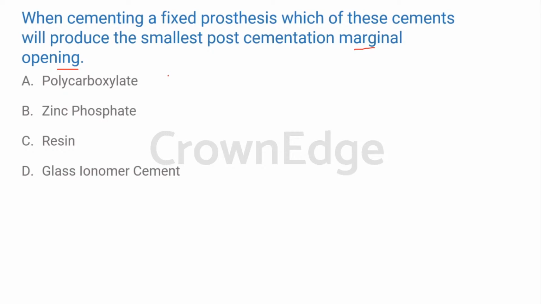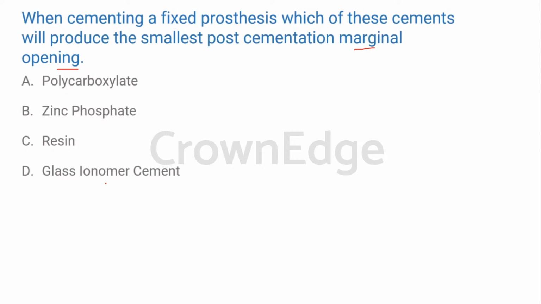There is no cement created so far that does not have some amount of marginal opening, be it even a resin cement. Resin cements are the newer age cements, introduced very recently, but even those cements have some amount of marginal opening. So does anybody have an idea what type of cement gives you the smallest post-cementation marginal opening? Is it polycarboxylate, zinc phosphate, resin, or GIC? What do you think?